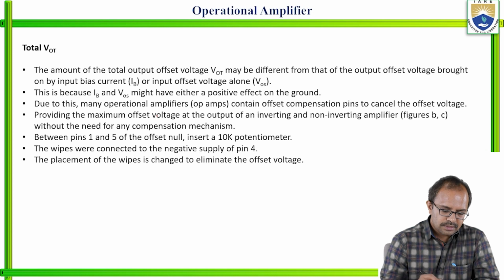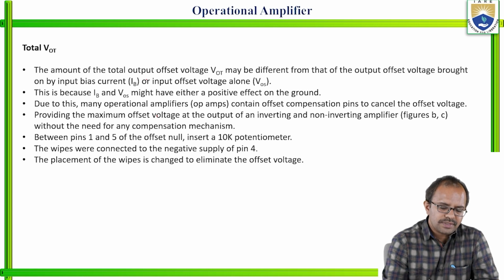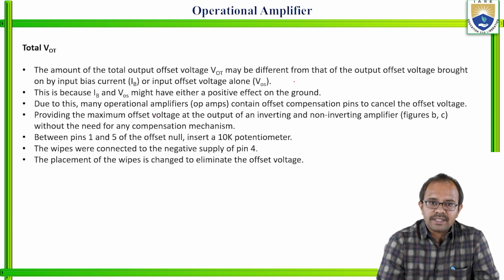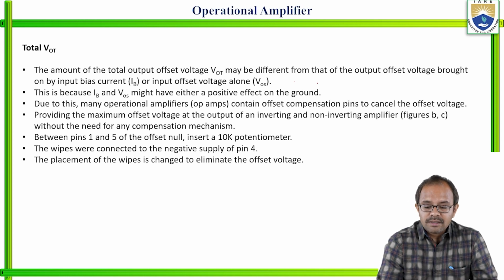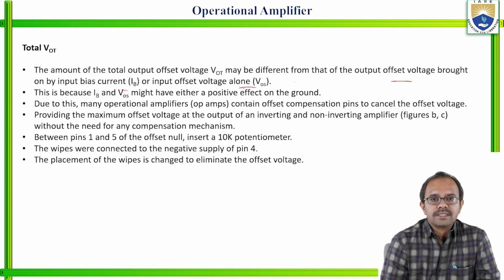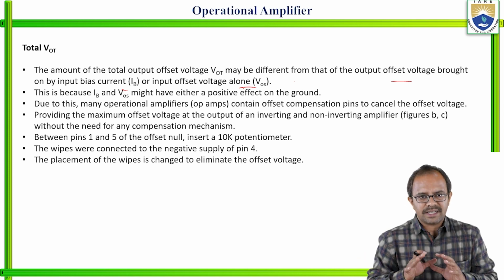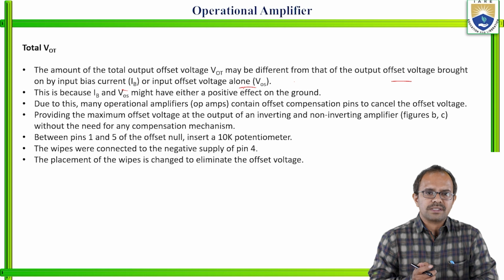And so let us talk about the VOT, that is the total offset voltage. What is the total offset voltage? It may be different. The total offset voltage may be different from that of the output offset voltage brought on by the input bias currents and offset voltage alone. See, all these parameters are interconnected. That's what I want to summarize.